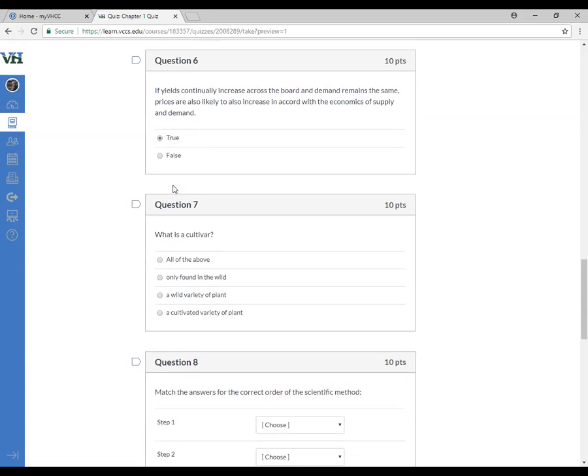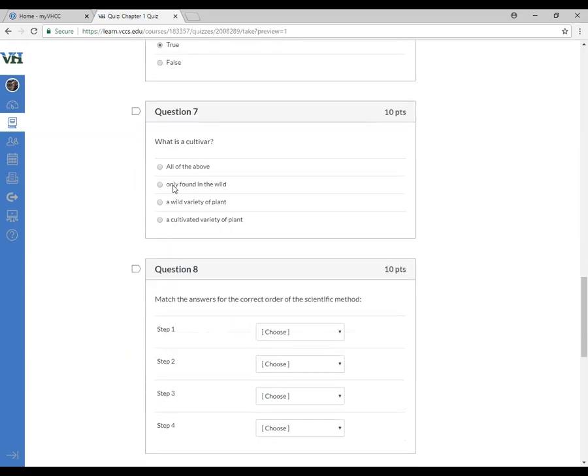You guys pay attention to some of these questions, read them entirely. The quizzes are not timed. So just try to read all the questions in detail and all the choices too, because I like to get tricky on you. What is a cultivar? A cultivated variety of plants.